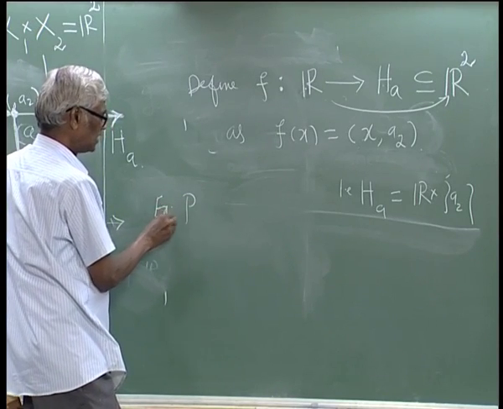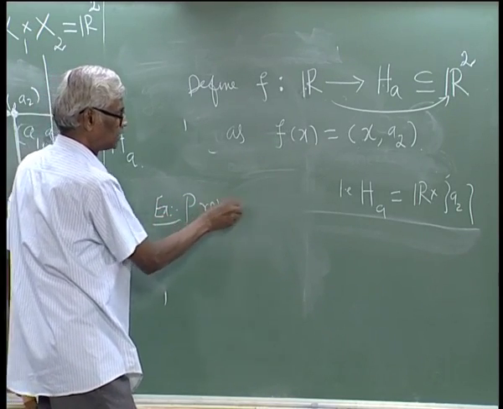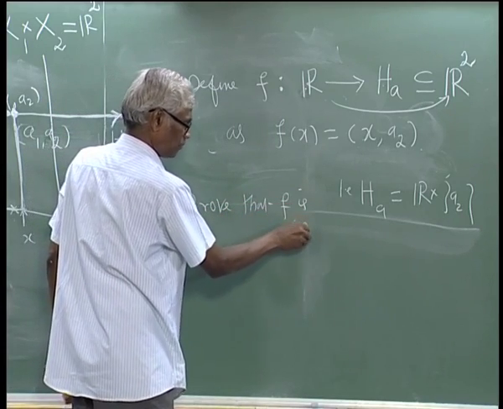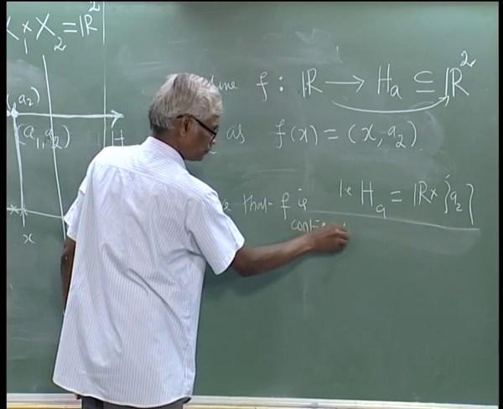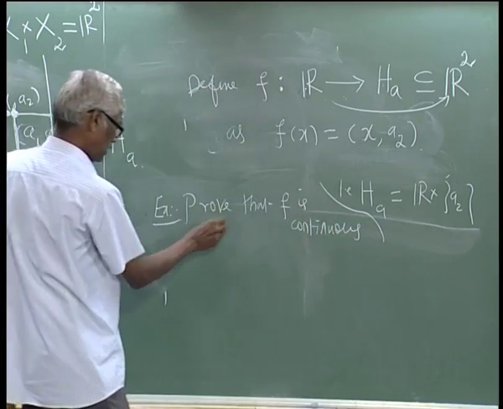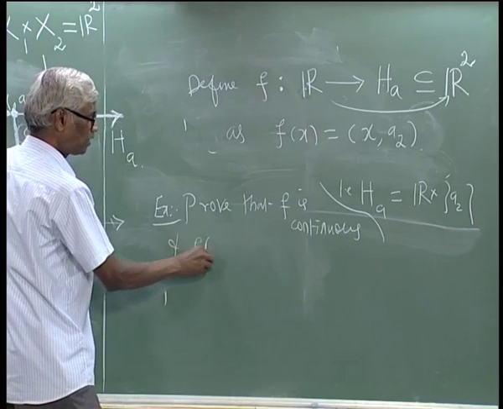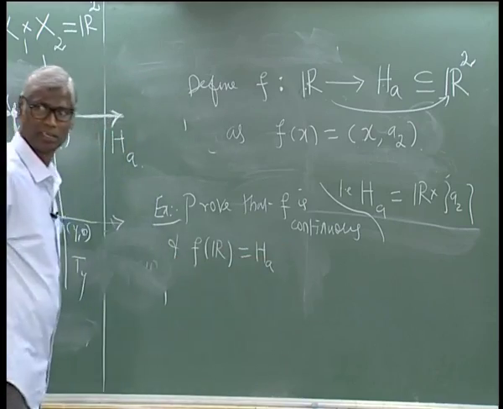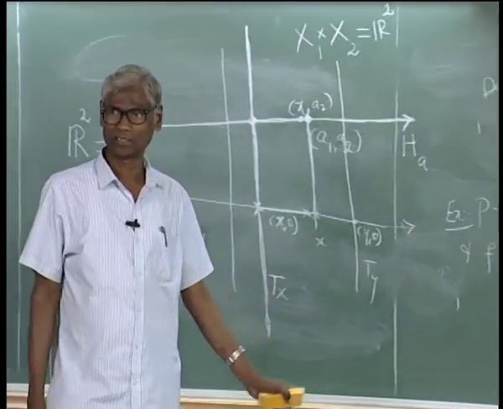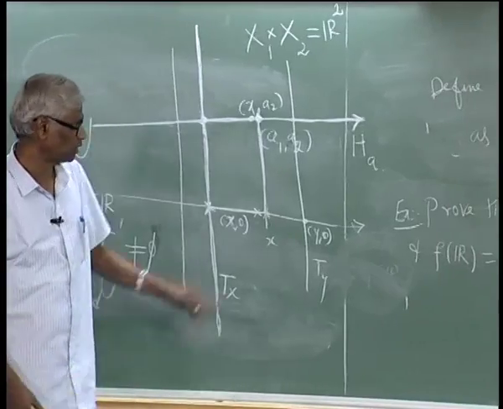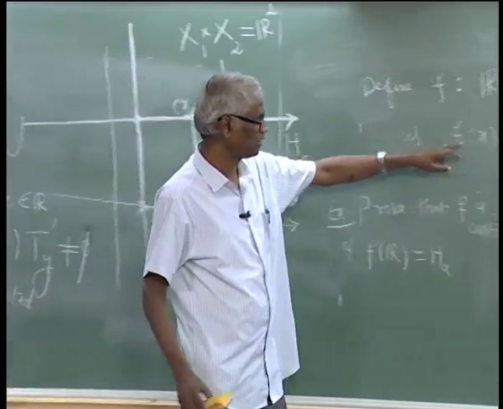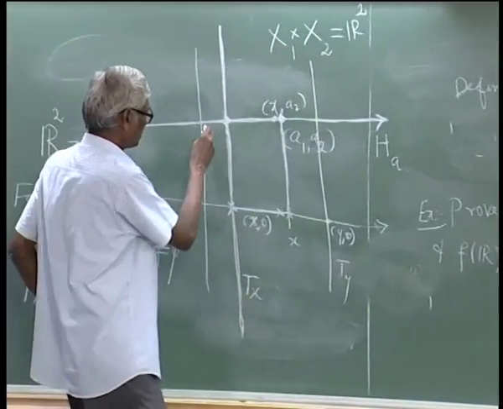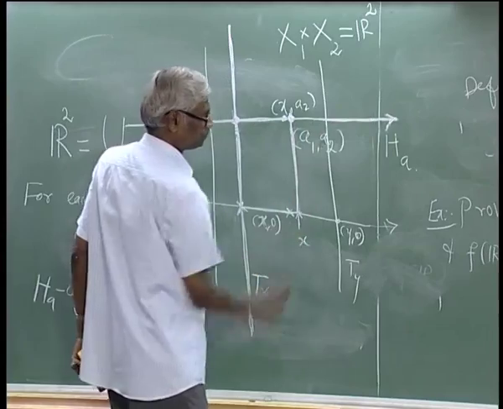Now, exercise: prove that f is continuous, and the image f of R equals H suffix A. So, hence the image of R under this continuous function is connected. So, H suffix A is connected.